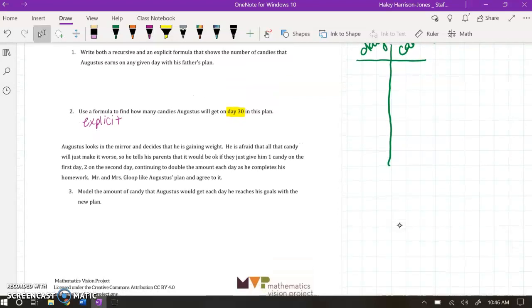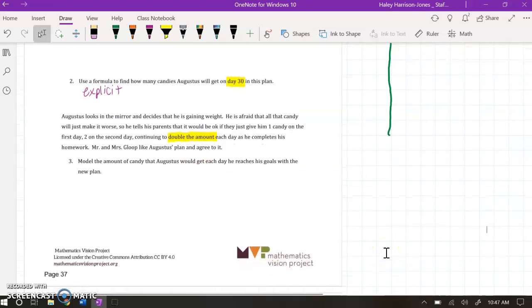Let's look at part 2. Augustus looks in the mirror and decides that he's gaining weight. He is afraid that all the candy will just make it worse. So he tells his parents that it would be okay if they just gave him 1 candy on the first day, 2 on the second day, continuing to double the amount each day as he completes his homework. Mr. and Mrs. Gloop like Augustus's plan and agreed to it.